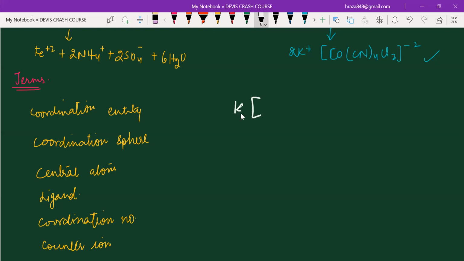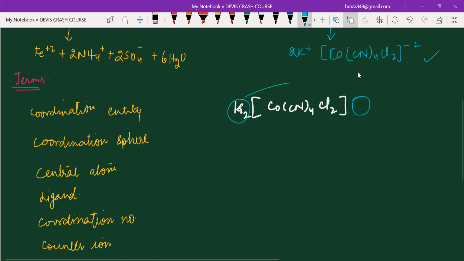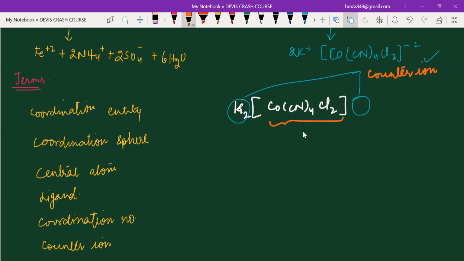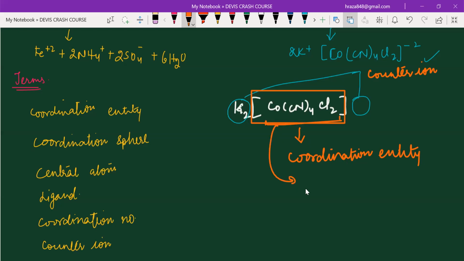If I take the example of the previous complex compound, I just forgot to write Cl2. So always remember, the species outside the bracket, whether on the left-hand side or right-hand side, are known as counter ions. All the species present inside the bracket are called the coordination entity. And this part is known as the coordination sphere.